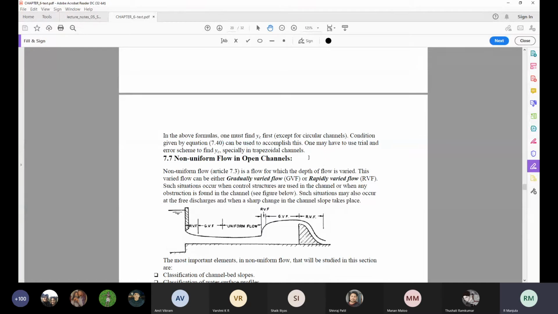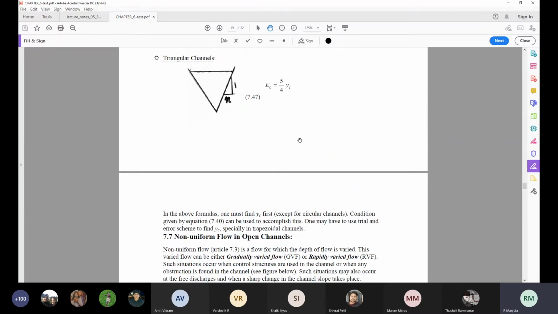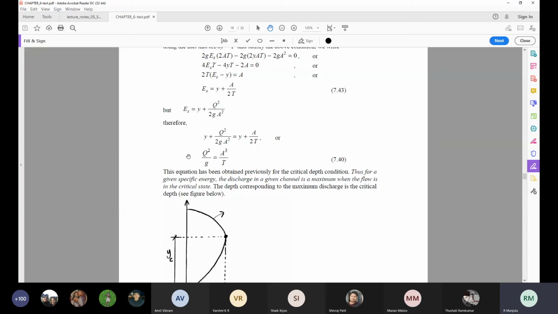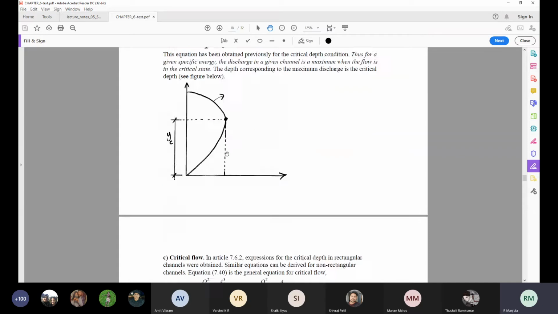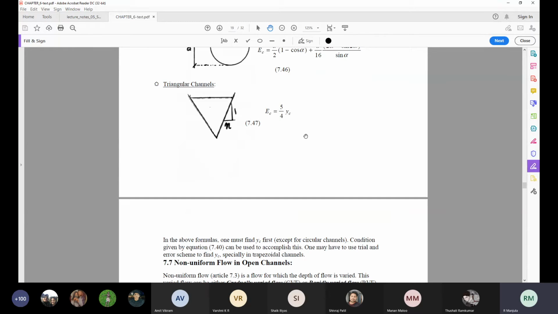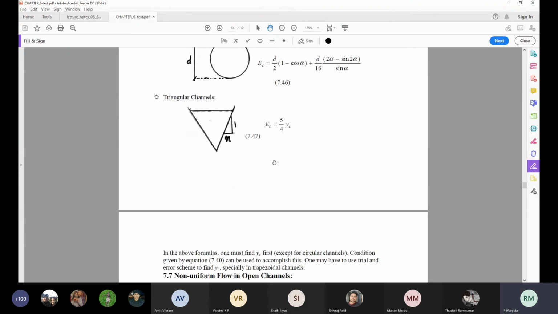So we need to find the value of Yc. If you are using all these equations, you should first know the value of Yc. The condition given by 7.40 can be used to accomplish this. What is 7.40? It is Q square by g is equal to A cube by T. Use this equation to obtain Yc, then substitute this Yc here and get the critical specific energy. So that is about critical flow for rectangular and non-rectangular channels.